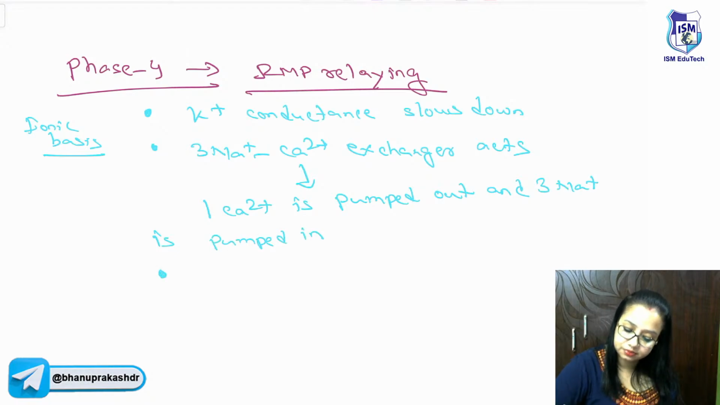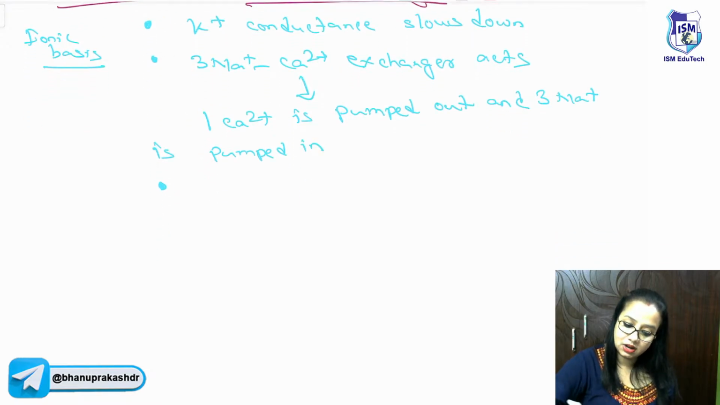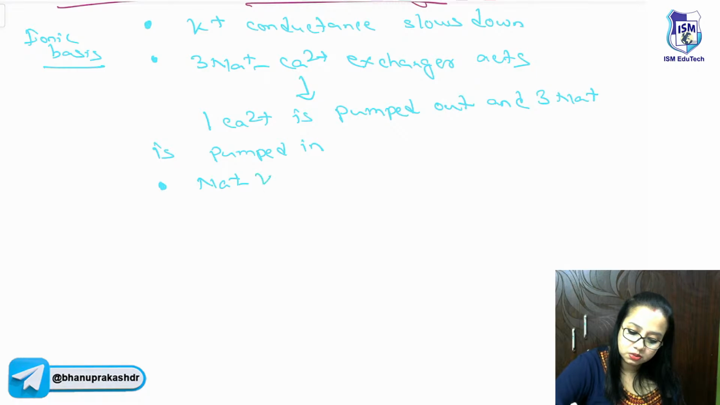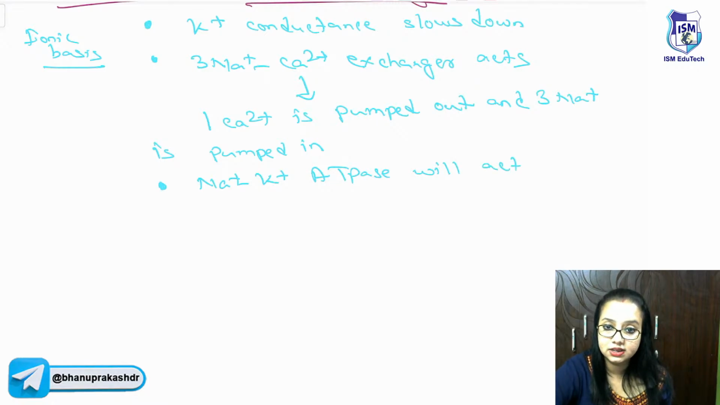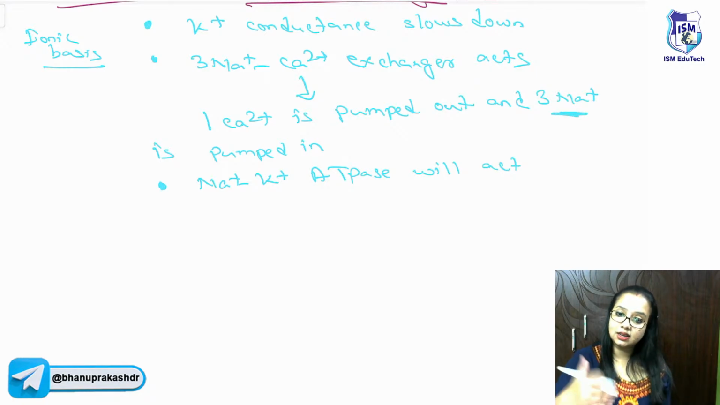Now again here, what will happen? The sodium potassium ATPase will act to balance the electric neutrality. It will act in such a way that the 3 sodium that is pumped in is again proportionately pumped out to maintain the electroneutrality within the nodal cells. And after it has balanced it, the sodium influx via the hyperpolarization induced sodium channel will start. Okay, the prepotential will start.